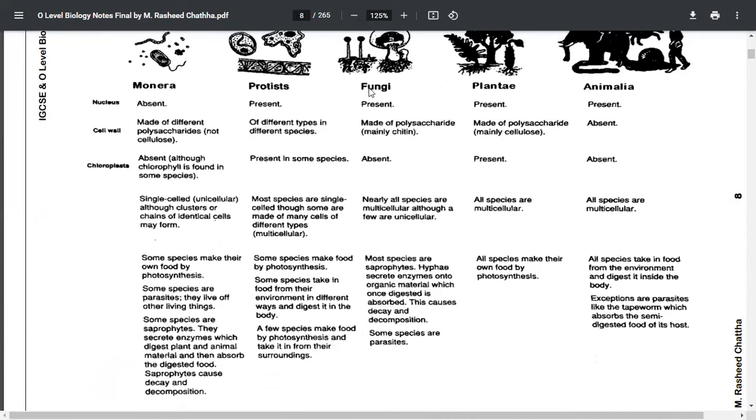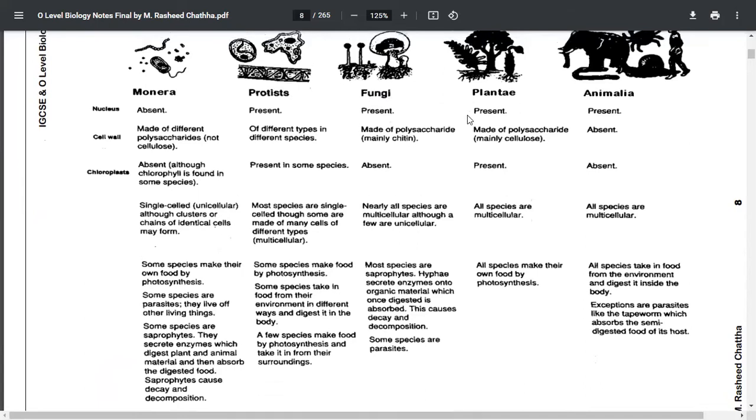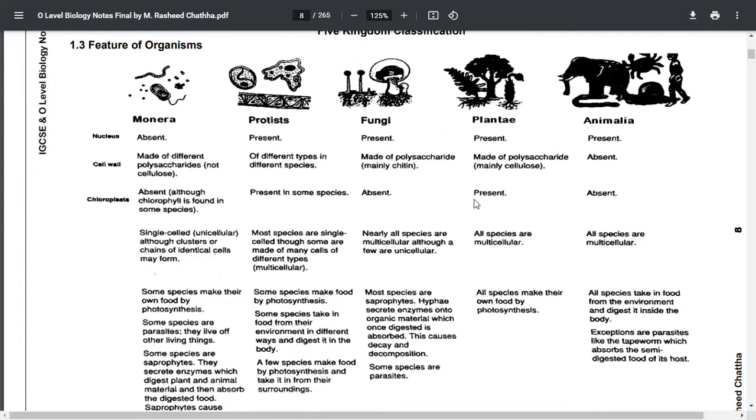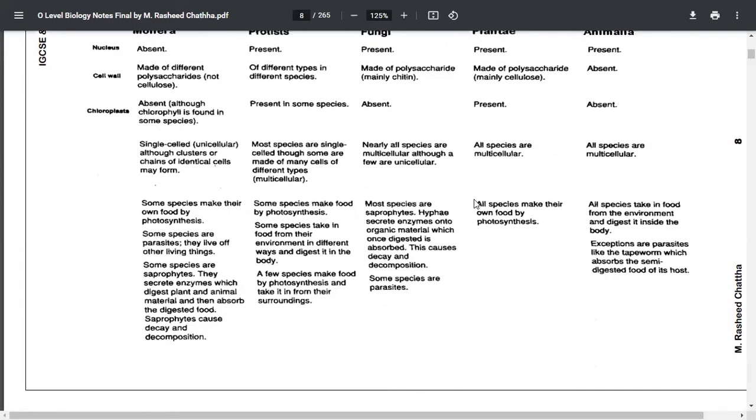Then fungi, which include mushrooms, yeast, penicillium, etc. Next is Kingdom Plantae, containing plants, and the last one is Kingdom Animalia. So these are the five kingdoms. They have different features which will be discussed later on.